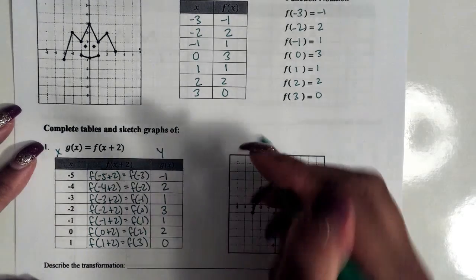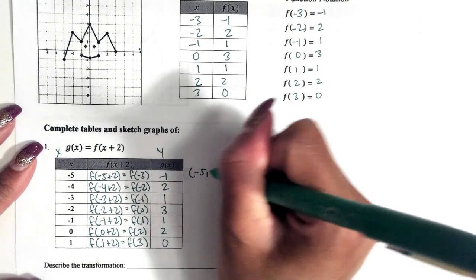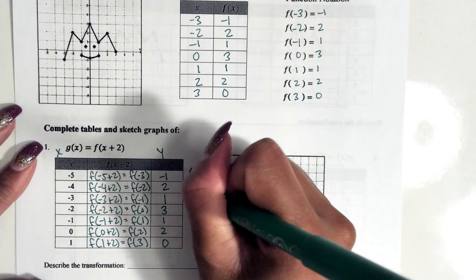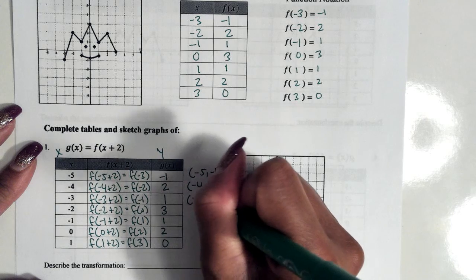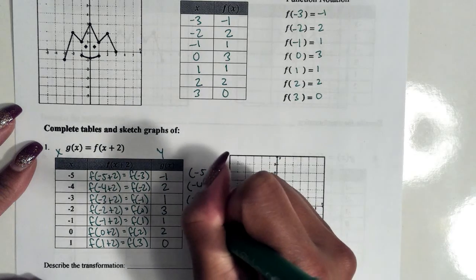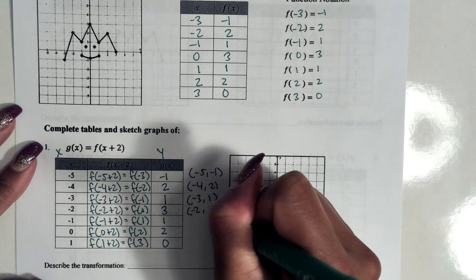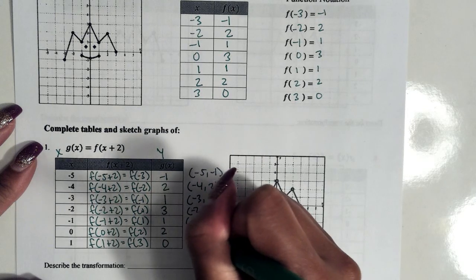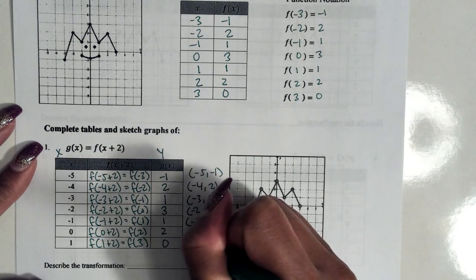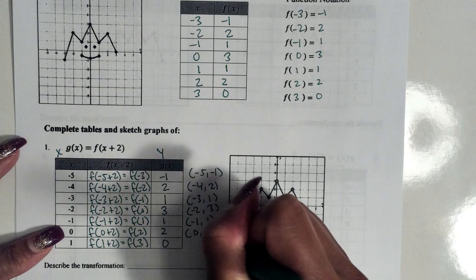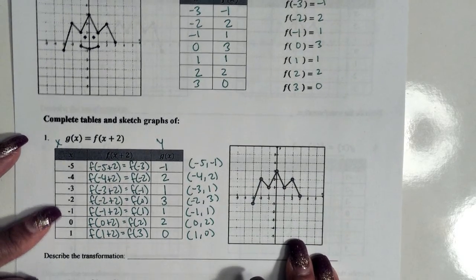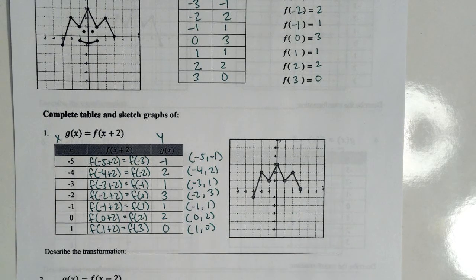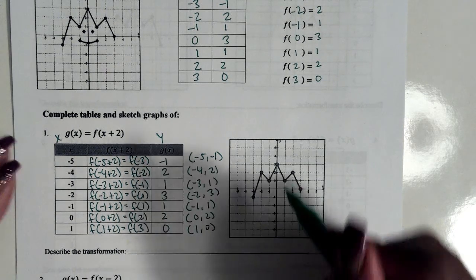Then I can plot the points -5, -1, -4, 2, -3, 1, -2, 3, -1, 1, then 0, 2, and then 1, 0. These will be the new spots on my monster. So let's plot those points.